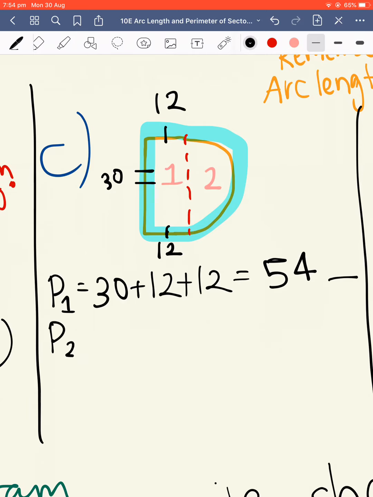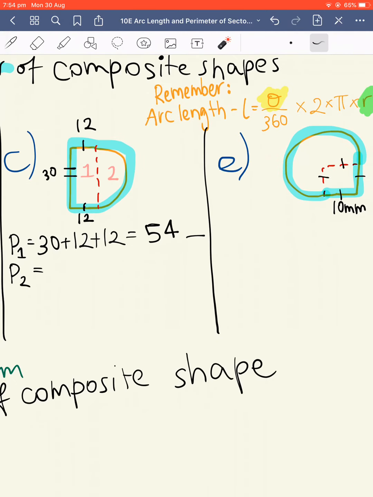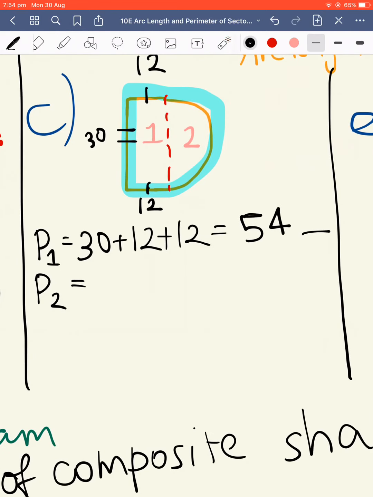Next one we have is a semicircle, okay? But with our semicircle, we only need our arc length. So we are just using this exact formula. We're not adding anything to it. So let's plug it in and see what we get. And our P total, we'll put that at the end.